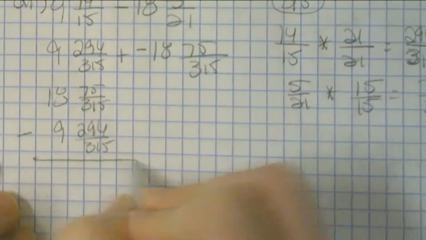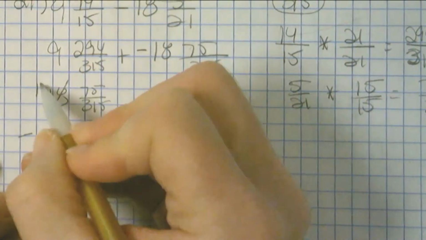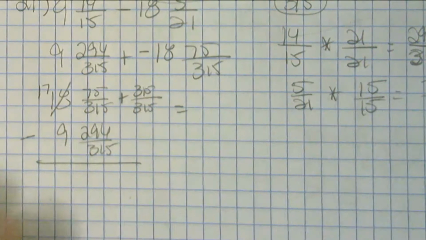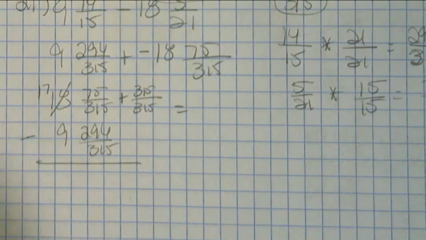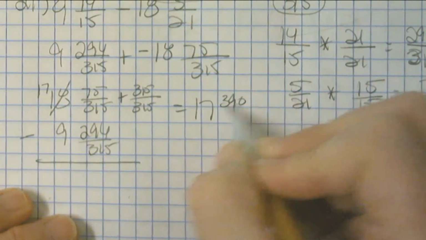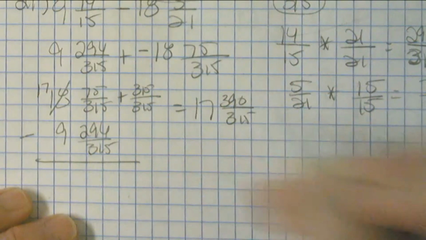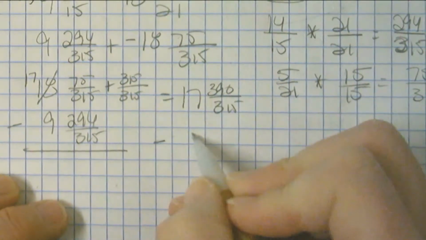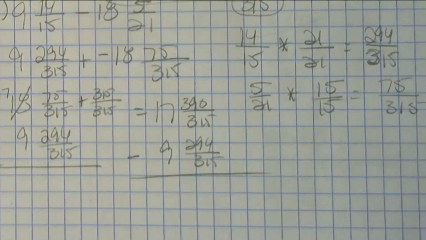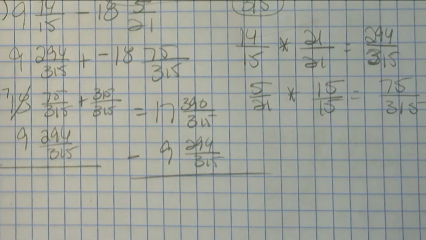Again, I need to borrow. So that 18 becomes 17, and I'm adding 315 over 315 to that fraction. So 75 plus 315 gives me 17 and 390 over 315, minus 9 and 294 over 315. Questions so far? Now I'm going to go ahead and do that subtraction. So minus 294.